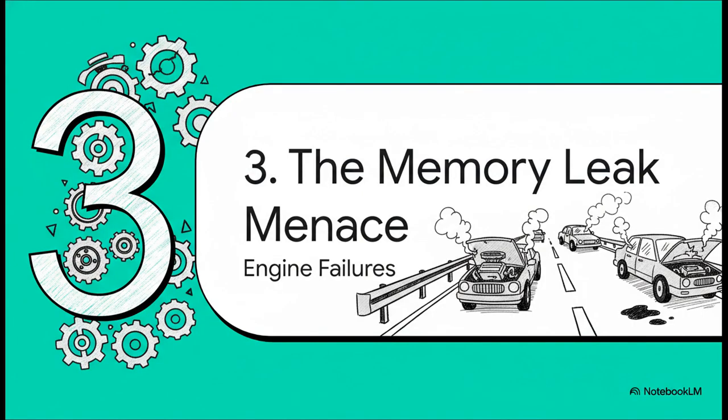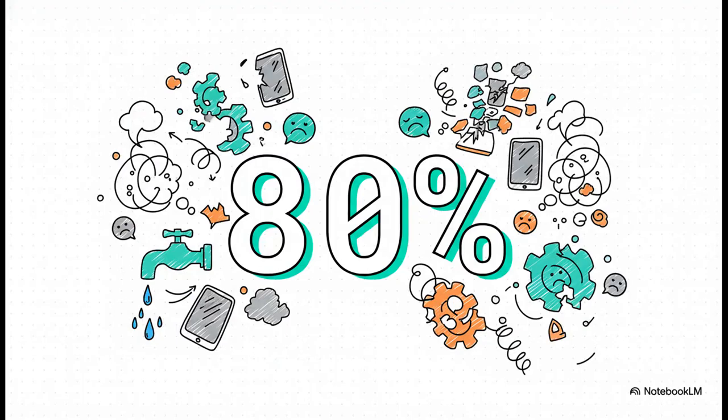All right, so we've sorted out the traffic flow, but what happens if the cars themselves are just falling apart on the highway? This brings us to pillar number 2, memory leaks. Think of a memory leak as an engine failure. It might not cause an immediate pileup, but it's going to cause serious slowdowns and eventually bring everything to a grinding halt. And I want you to really let this number sink in.